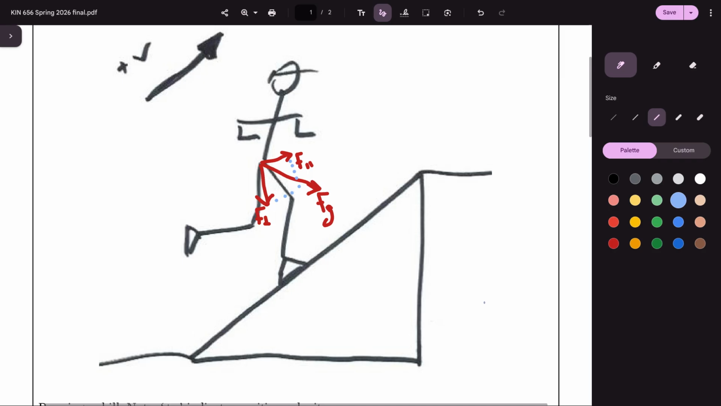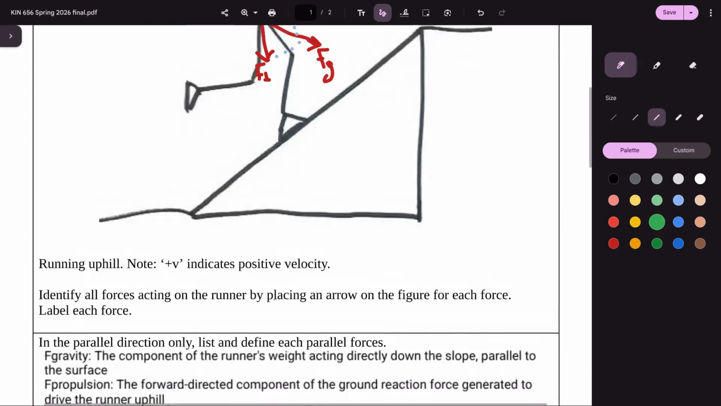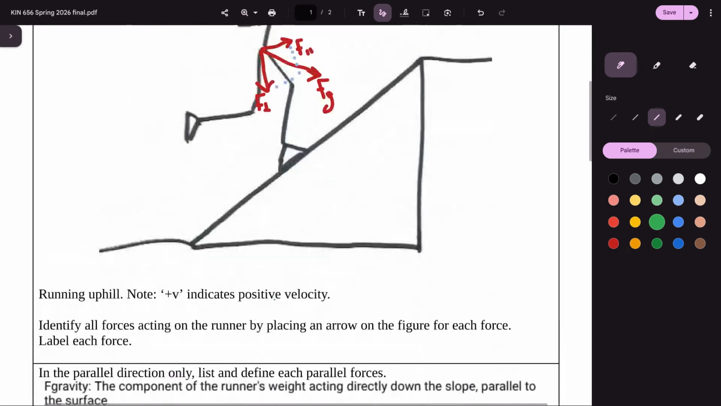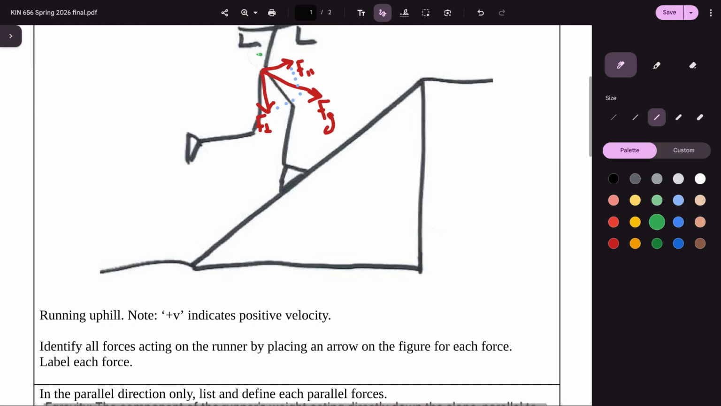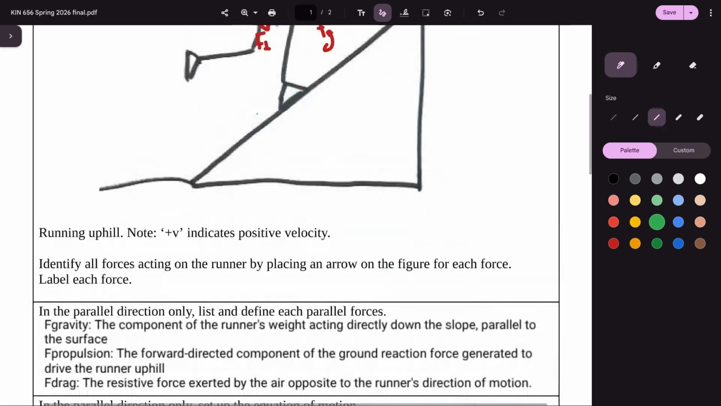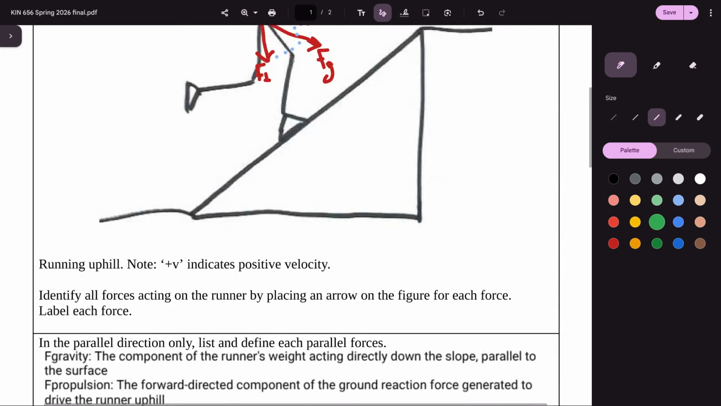So let's also add, and I'm going to use a green for this. So we have our gravitational force that's pulling us down, and this is essentially when the runner's weight is acting directly down onto the slope. So that's basically the center of mass. So center of mass, right? And essentially that's going to go into the ground right here.